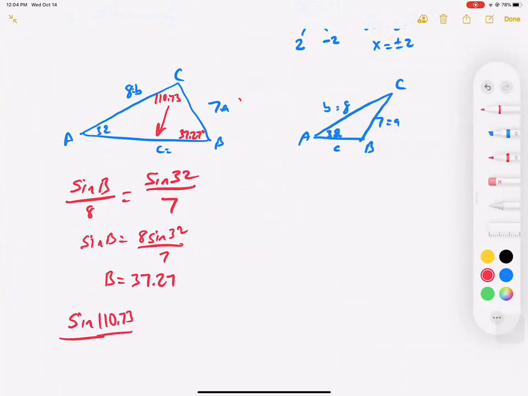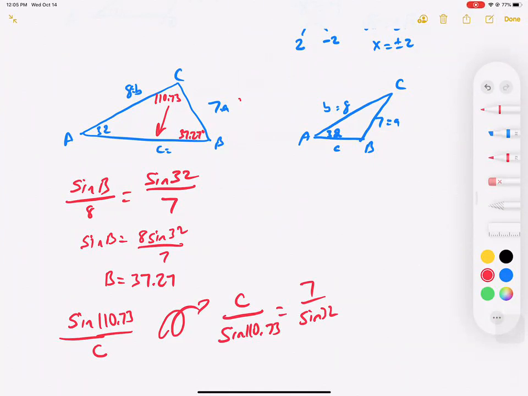Now, when I do this problem, do I like writing the variable on the bottom? No, right? So we want to spin that around, okay? I'm going to write C over sine of 110.73 is equal to the side that we know, 7 over sine of 32. That's what we want to do. And you can solve this using your calculator again.